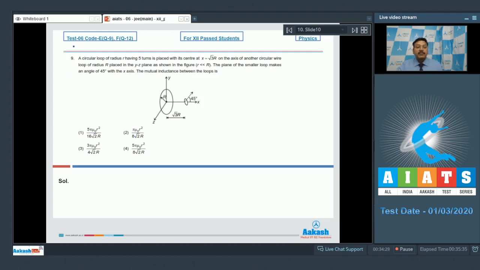So obviously the question is from the topic electromagnetic induction. We have to find the mutual inductance between the loops. So what we do is that we find magnetic field on the axis of the larger loop, and for finding that, let's get the formula. We know that the magnetic field on the axis of a loop is given by the formula B is equal to mu naught by 4 pi, and then current I which is flowing into 2 pi r square divided by r square plus x square to the power 3 by 2.